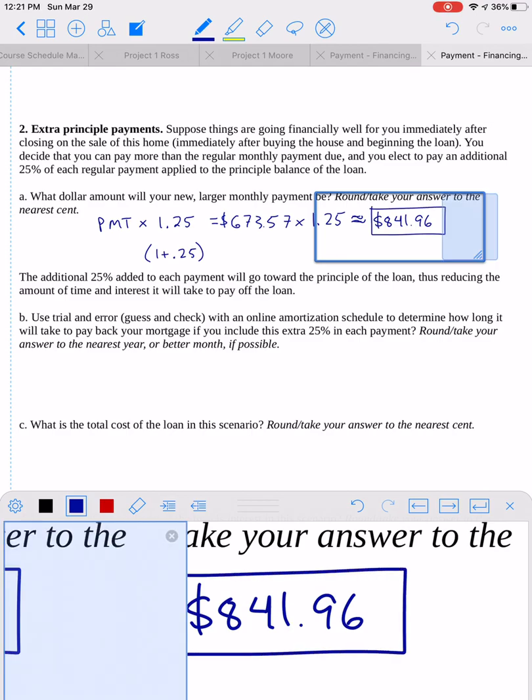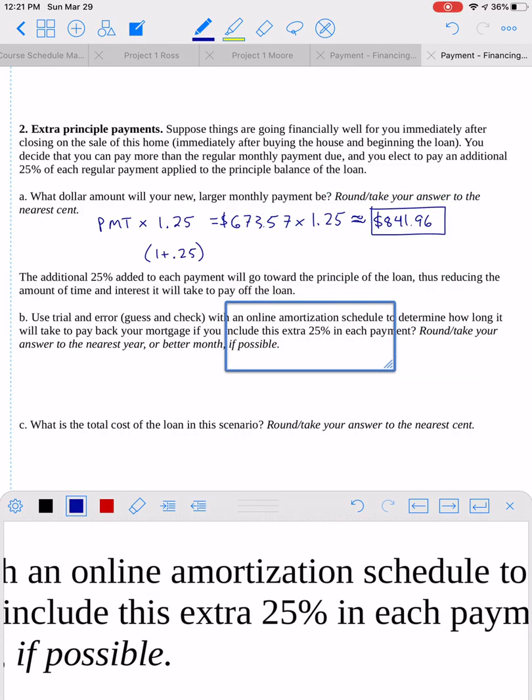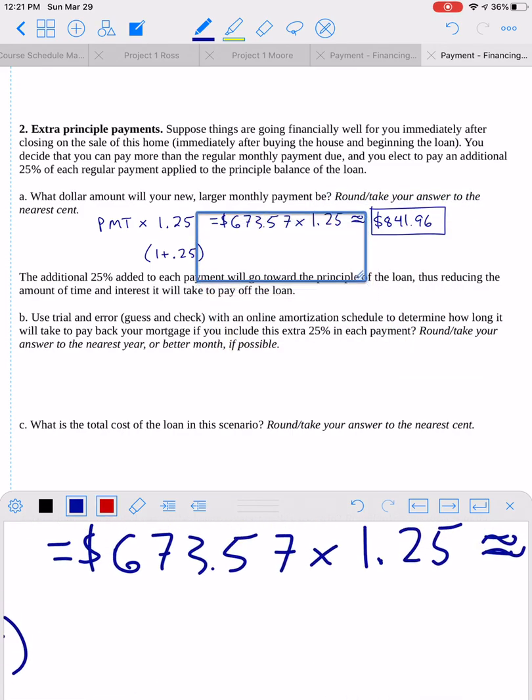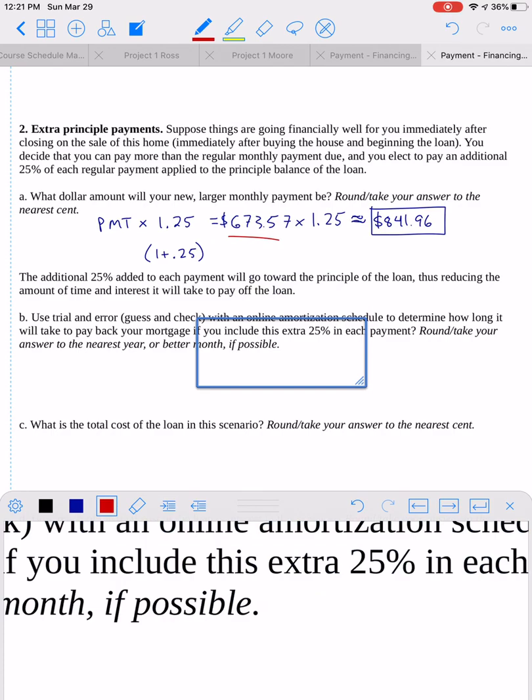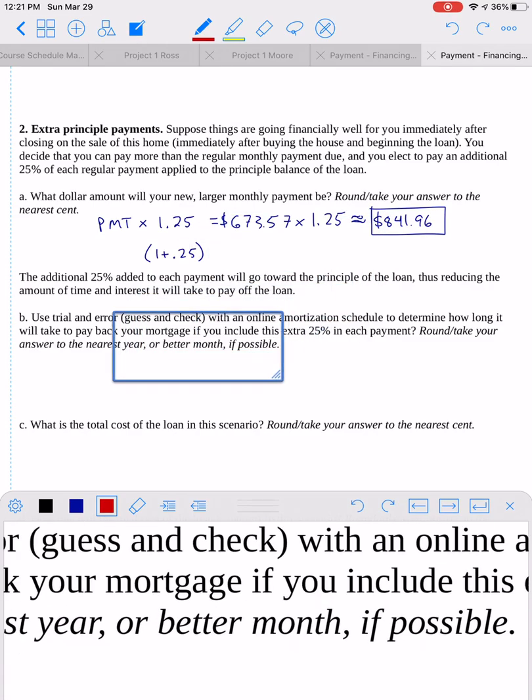So that's what our new payment's going to be, okay, and anything that's added to that $673 right here is applied towards the principal. So we're paying that much more principal each time. It should take us less time to pay this loan back, and in fact it will. And overall we'll pay less interest because we've carried less balance each month as time progresses. So let's have a look.